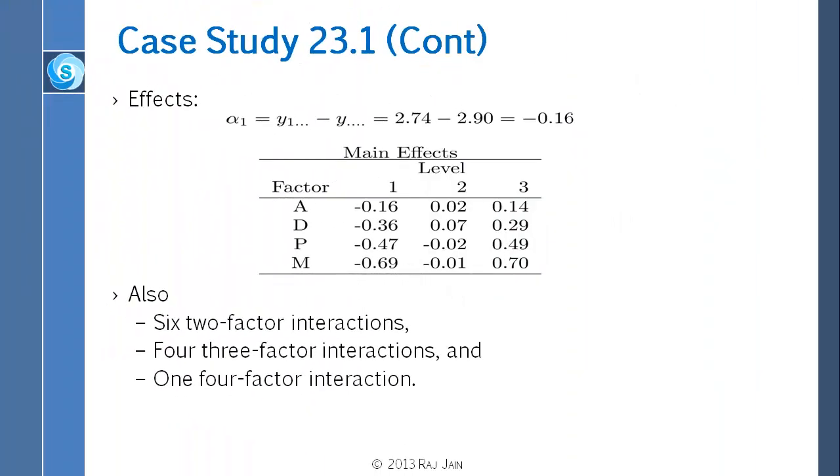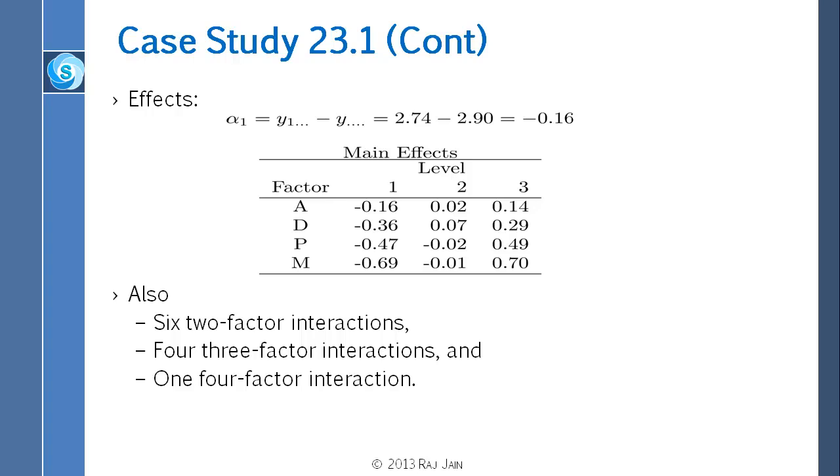So the main effects, for example, these are the main effects for A, 3 levels. The first level is minus 0.16, the second level is 0.02, the third level is 0.14. And so on for factor D, factor P, and factor M. You can see that each of these rows adds up to 0. The columns do not add up to 0 and do not need to, because they are not related. This just happens to be that all factors have 3 levels. Otherwise, some factors will have 2 levels, some will have 3, some will have 4, and so on. So there is no column-wise relationship.